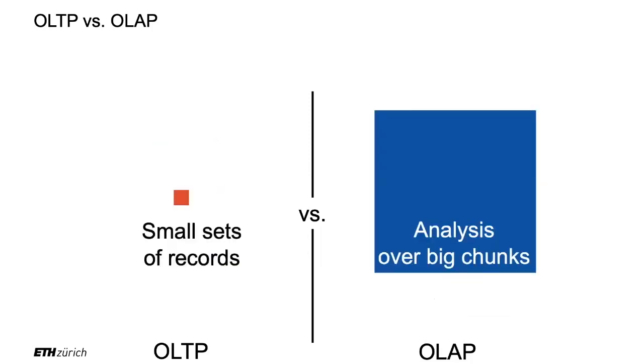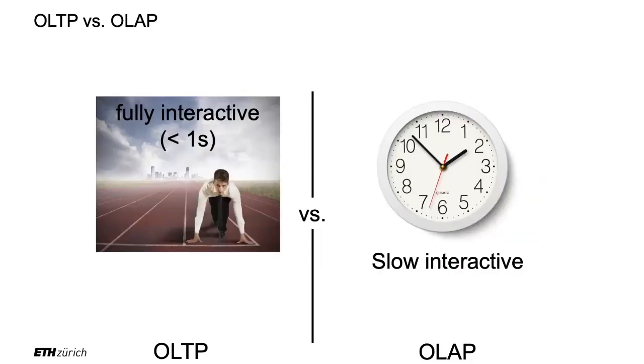Awesome. Okay. So in OLTP, almost all queries touch a small part of the database. This is why indices are so useful, because with indices you can handle this very well when you're looking at small parts of the database. But in OLAP, you do analysis over big chunks. In fact, very often you touch the entire database or the entire cube. Okay. The other difference is that when you are in an OLTP system, it's fully interactive.